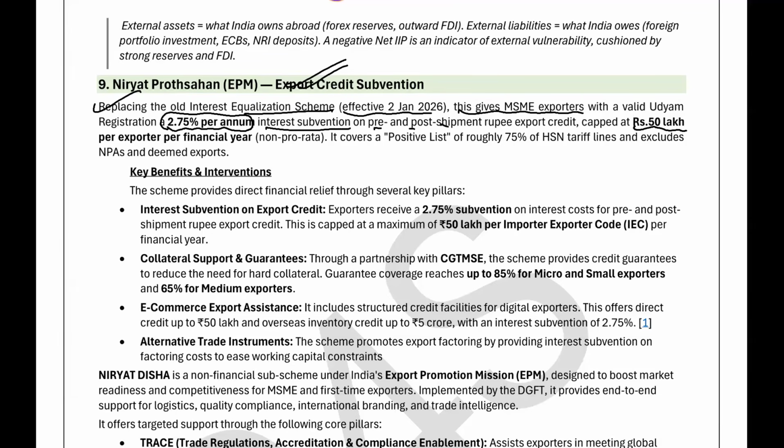Surely the question will be framed. Okay. Per exporter per financial year, no pro rata. It covers a positive list of roughly 75% of HSN tariff lines and excludes NPAs and deemed export. What has been excluded? NPA and deemed export. Okay.